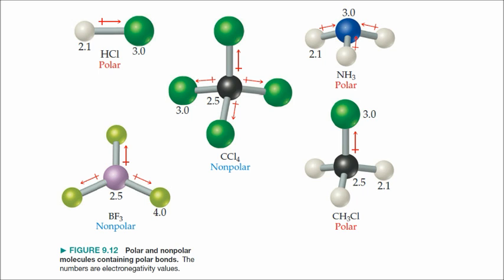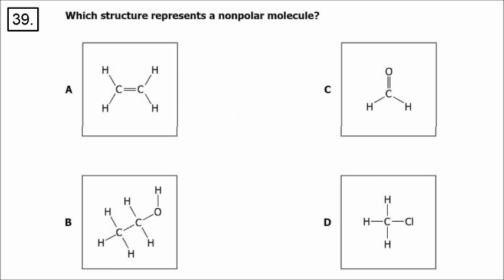CH3Cl is polar because the atoms are not the same all the way around. And NH3, because of its trigonal pyramidal shape, is polar because it's not balanced all the way around. If we're looking for a non-polar molecule, we want to have symmetry, so everything is nice and balanced.